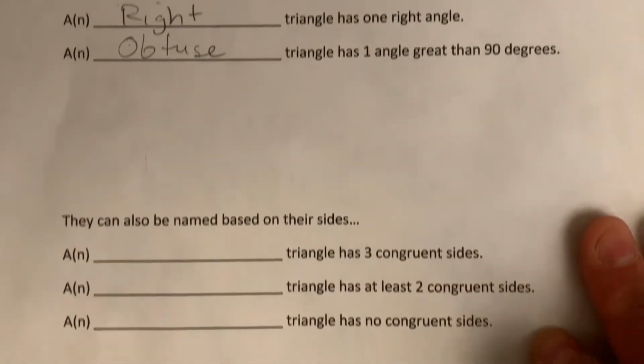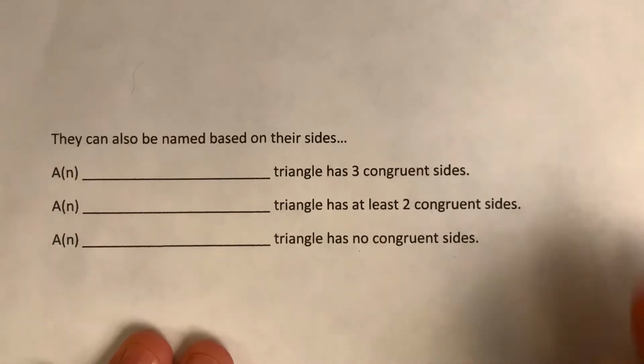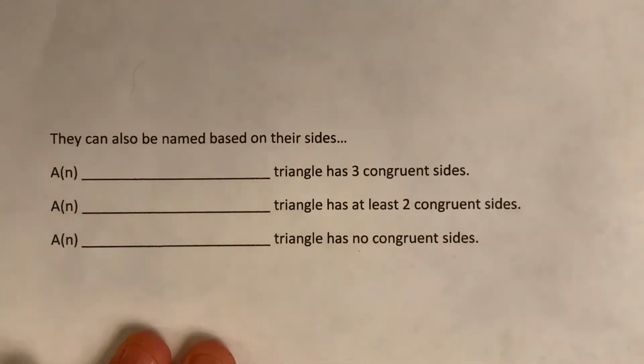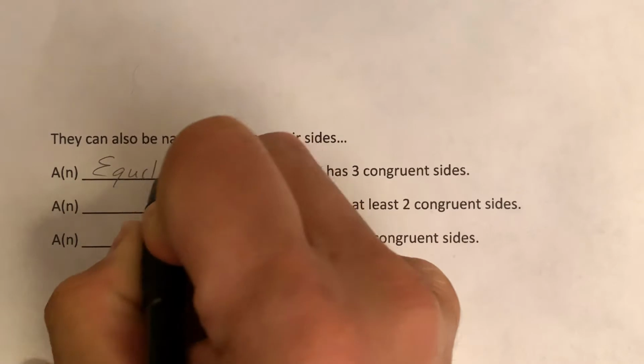So let's go up to the next way they can be classified, and that's based on their sides. They can be classified based on their sides, having three congruent sides. Three congruent sides makes it equilateral. And again, you might remember some of these from previous years.